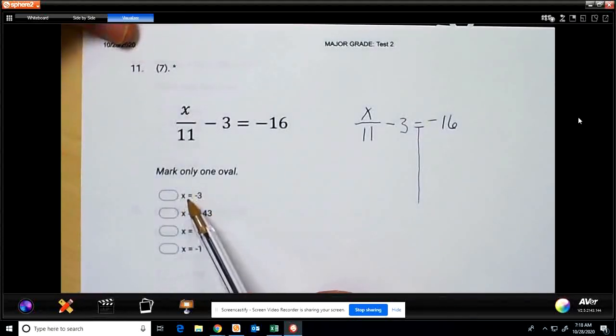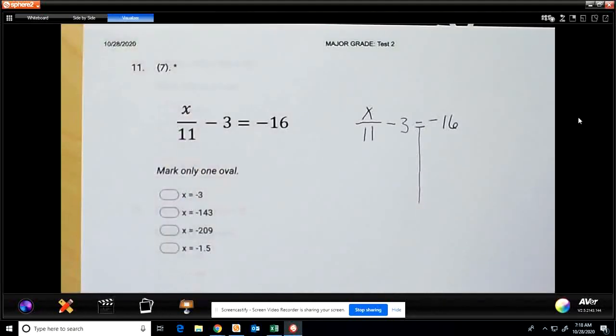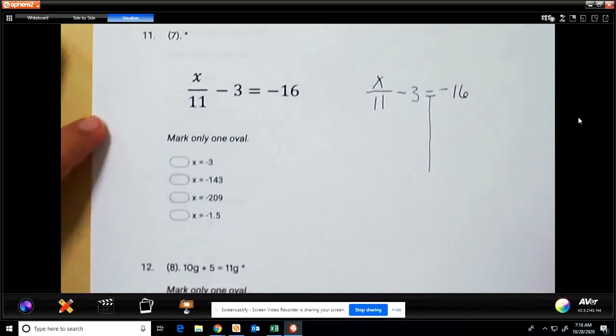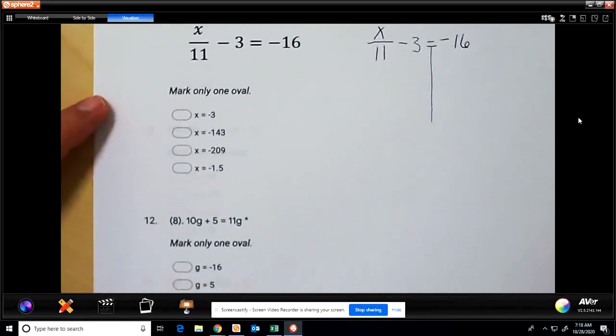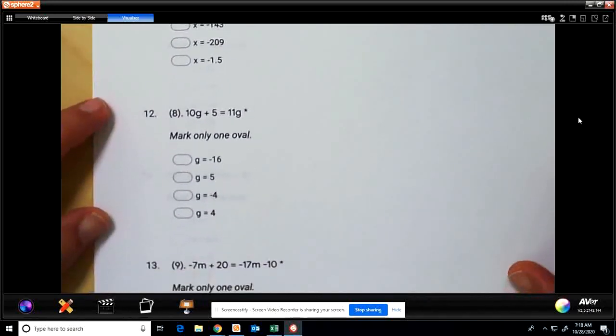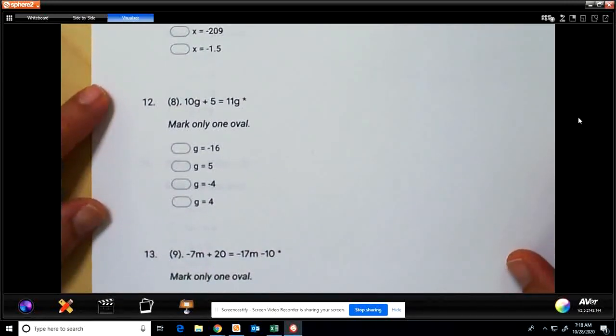Your answer choices are x equals negative 3, x equals negative 143, x equals negative 209, and x equals negative 1.5. All right, remember that you can pause this at any time and work the problems.